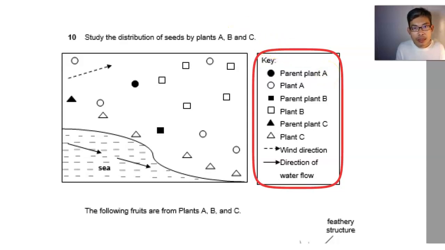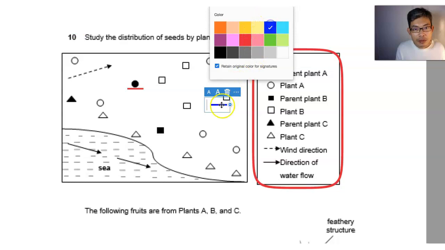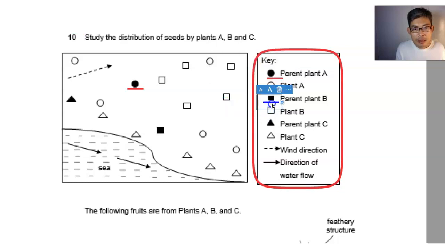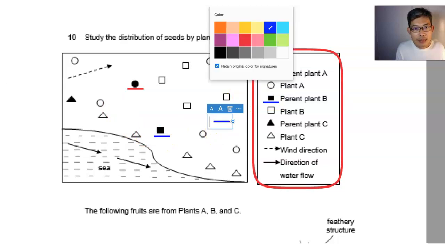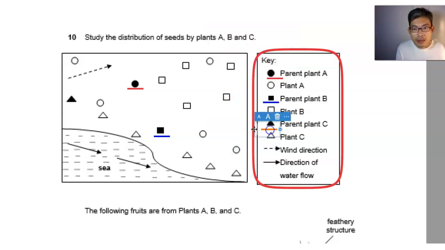So very important. Let's find the parent plant, the position of the parent plant. A's parent plant is this. B's parent plant, I'm going to use a different color now, B is here. And C's parent plant, again a different color, C's parent plant is here. The idea of highlighting them is to find out how they are dispersed.